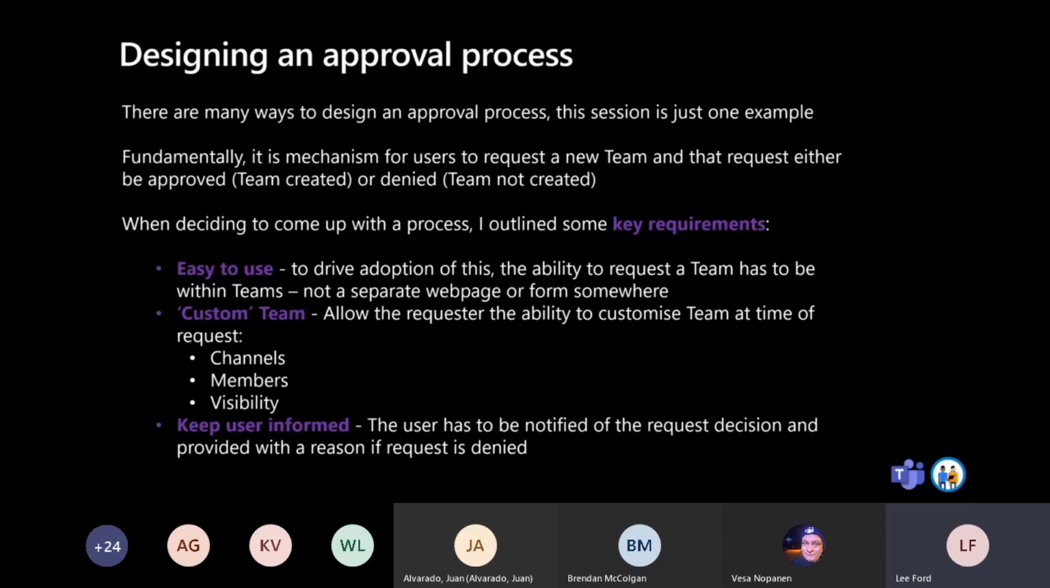When deciding to come up with the process, I outlined some things that, if I was using it to request teams, I would like, some nice to haves, really. The first one for me is that it needs to be easy to use. If you want to drive people to using Teams as a collaboration tool, but at the same time you're stopping them from creating teams, then you need to make it really, really easy for them to request them, so at least they can get those teams up and running pretty quickly.